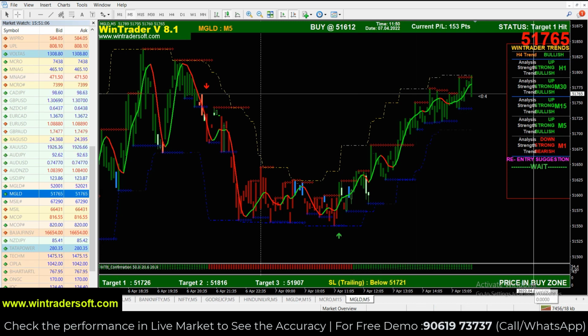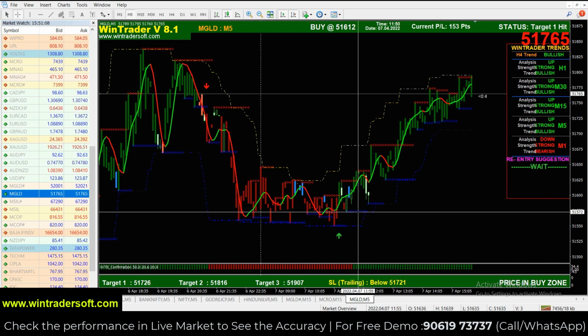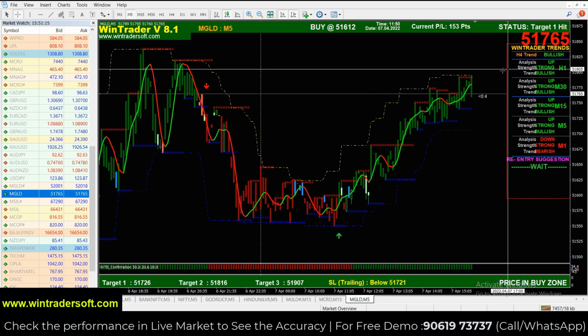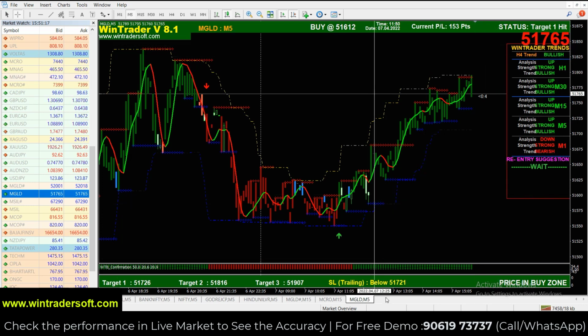That is the only confirmation. So you have to check the confirmation. Mostly you have to check the two confirmations. If these two confirmations are okay, then only we can take the position. So once you enter the market, below you can see the stop loss.